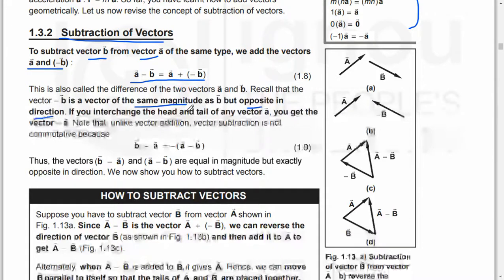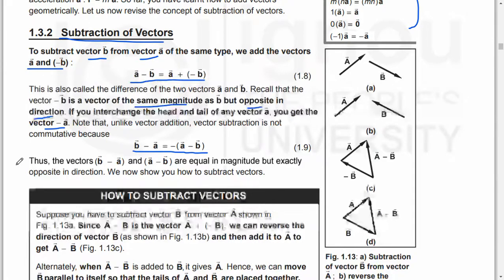If you interchange the head and tail of any vector a, you get the vector minus a. Note that unlike vector addition, vector subtraction is not commutative, because b vector minus a vector equals minus of a minus b. Thus the vectors b minus a and a minus b are equal in magnitude but exactly opposite in direction. We now show you how to subtract vectors.